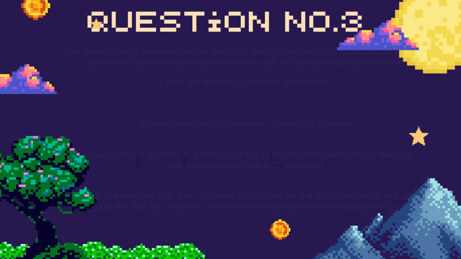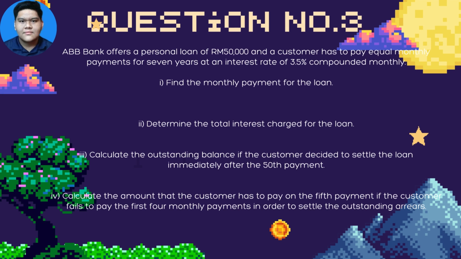Let's take a look at question number 3. A bank gave a personal loan of 50,000 and a customer has to pay equal monthly payments for 7 years at an interest rate of 3.5% compounded monthly.